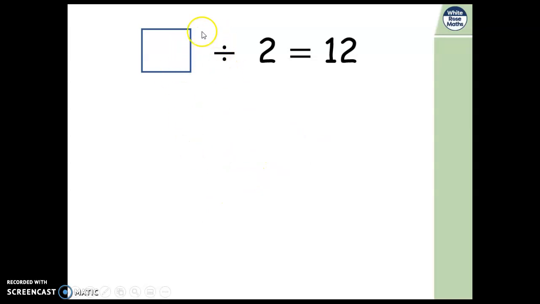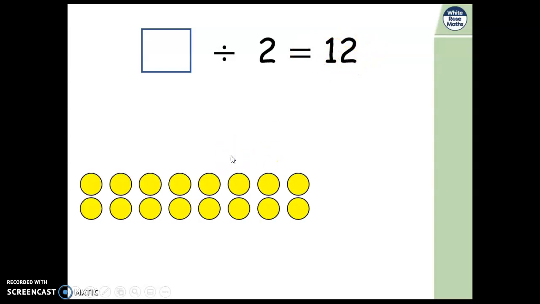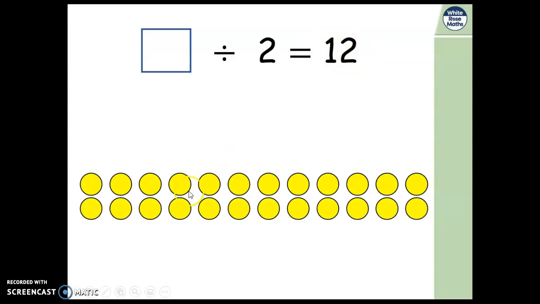So now we've got a missing number. Something divided into groups of 2 equals 12. Sorry about that, we'll have to start again. So counting in 2's, 2, 4, 6, 8, 10, 12, 14, 16, 18, 20, 22, 24.